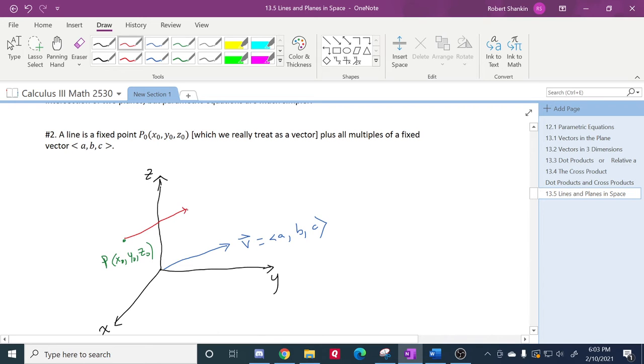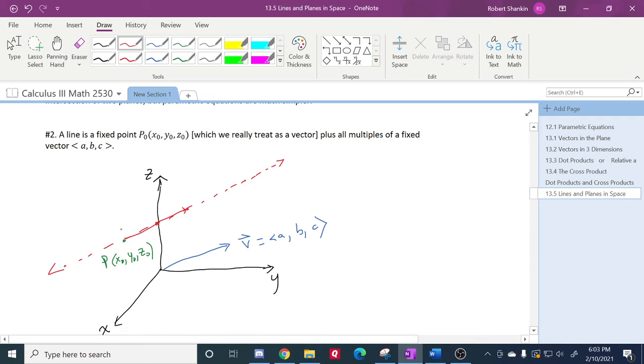And we're going to get this point. If we made the multiplier 1/2, we'd be getting this point. If we made the multiplier 2, we'd be getting this point. If we made the multiplier -1, we'd be getting this point. Since we're going to have all multiples of it, we're going to get this entire line. And that's the definition of a line in 3 space.